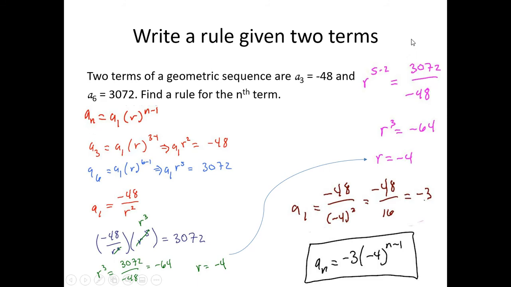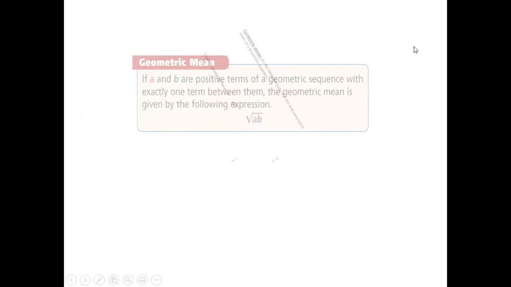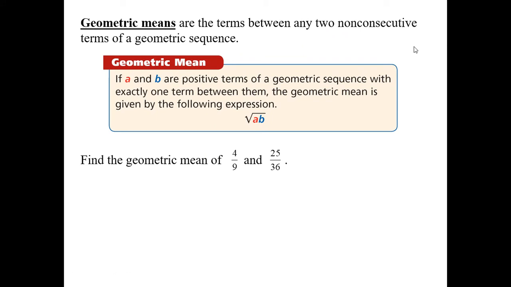All right, we'll continue on. So we're going to define what's called the geometric mean. The geometric means are the terms between any two non-consecutive terms of a geometric sequence. So if a and b are positive terms of a geometric sequence with exactly one term between them, the geometric mean is given by the following expression: the square root of a times b.